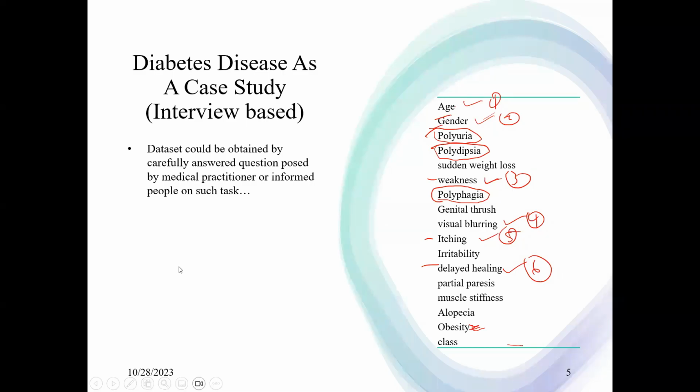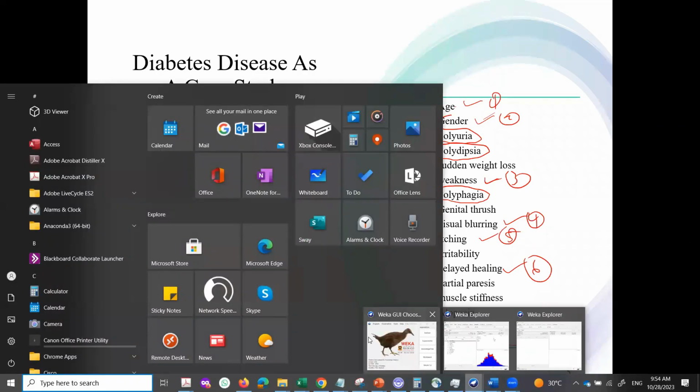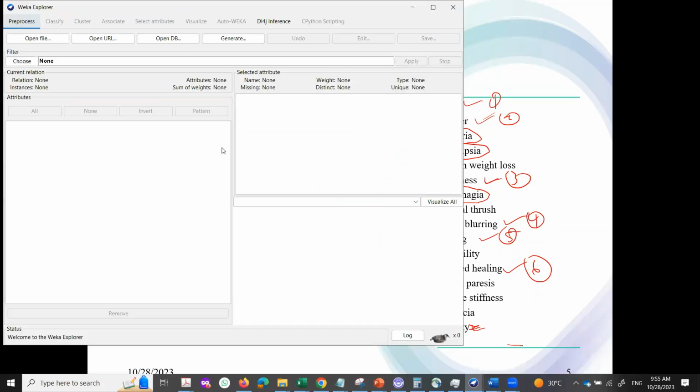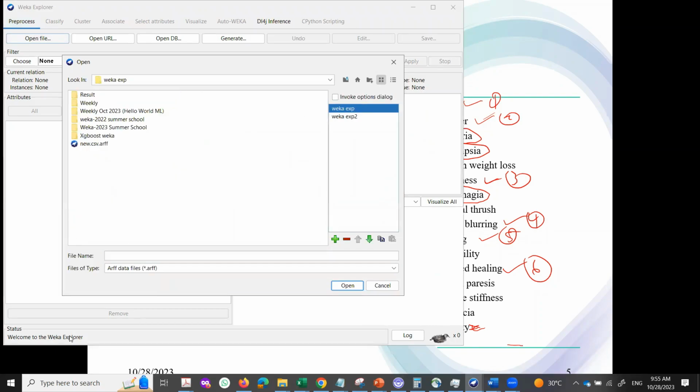So now we're going into our modeling environment. As usual, let's open Weka. We're going to click Explorer. So you click Explorer here. Explorer will open for you, and then you can load your data set. Here you have to open your data set, so you have to go to the location of your data set.